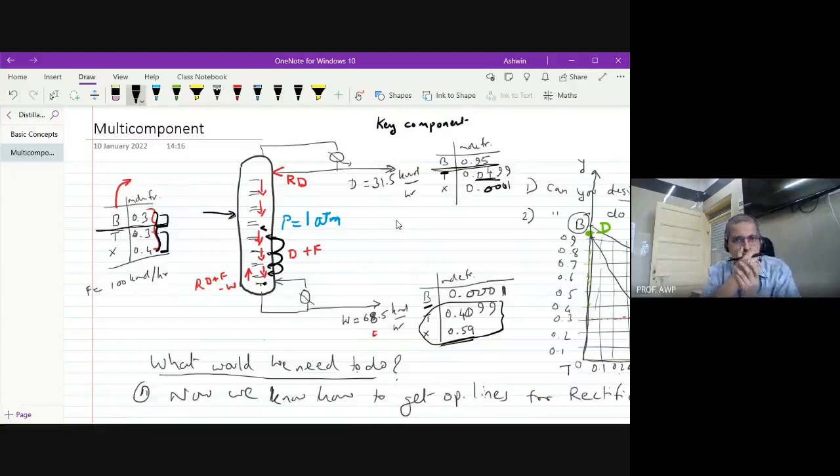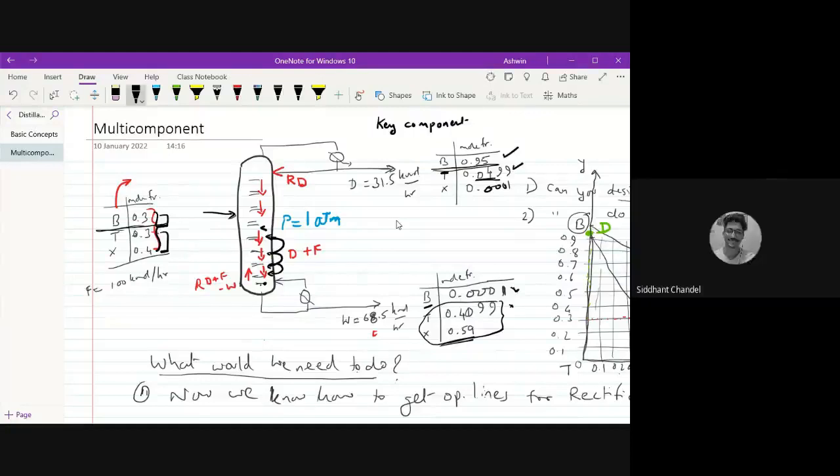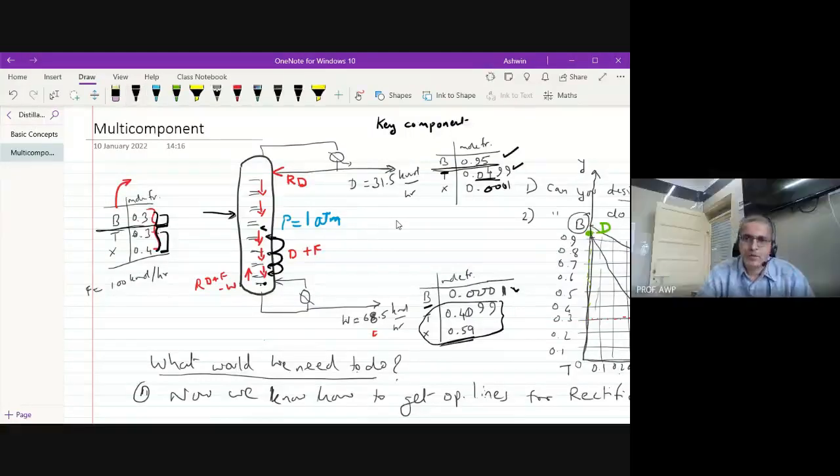Toluene is in between on a volatility basis. If I wanted this column to separate toluene from xylene, I would have got benzene here as well as toluene here, and I would have got practically nil benzene and practically nil toluene here, isn't it? Yes. So the key separation that we are doing is between benzene and toluene. Do you agree with that? Yes, sir.